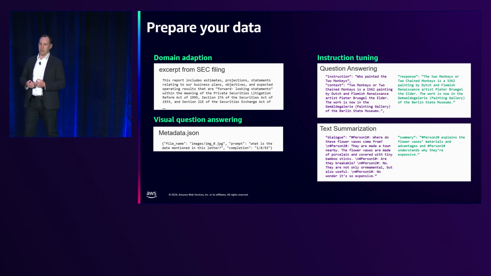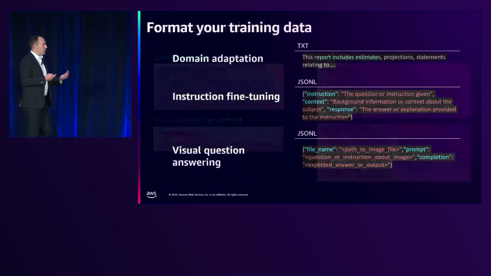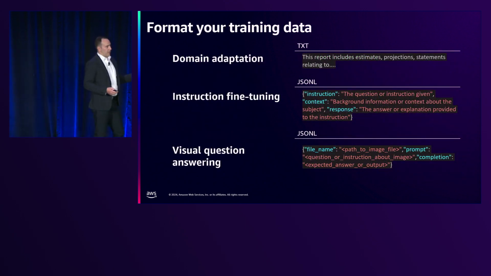So as models are starting to move beyond just text-based to more multimodal, it's a similar process to instruction tuning, in that it's both a question and answer pair, but now you're adding that other layer of what's the image that goes with it. So that's initially how you prepare your data sets for those techniques.